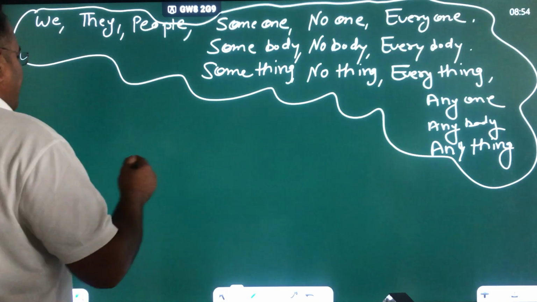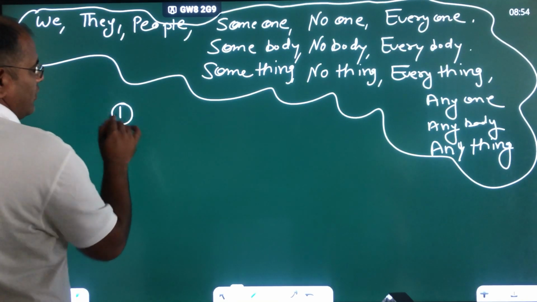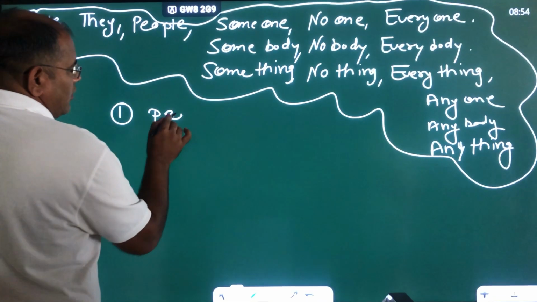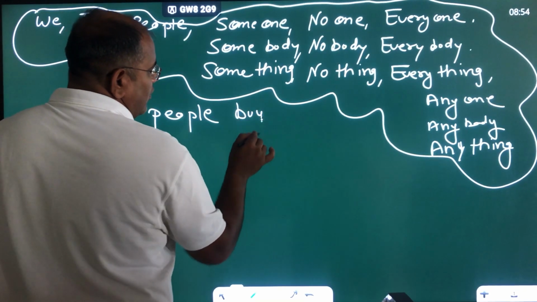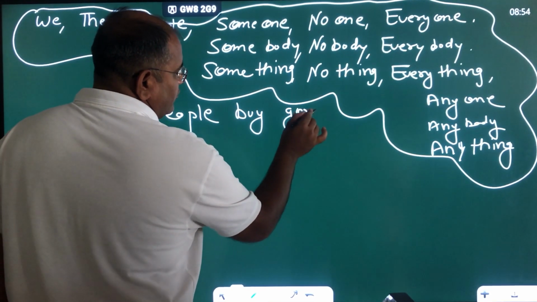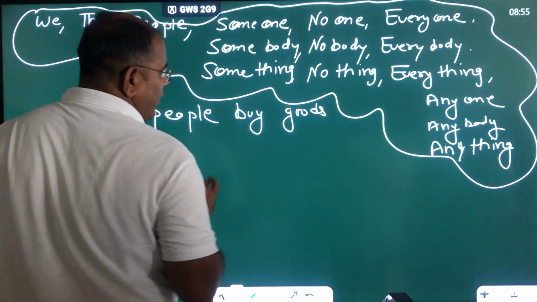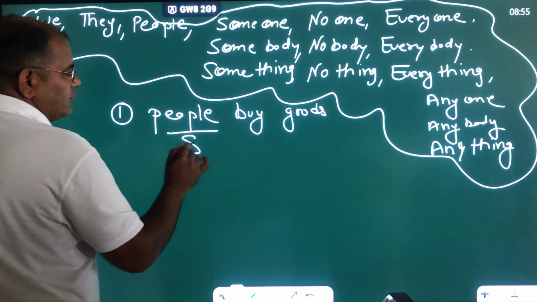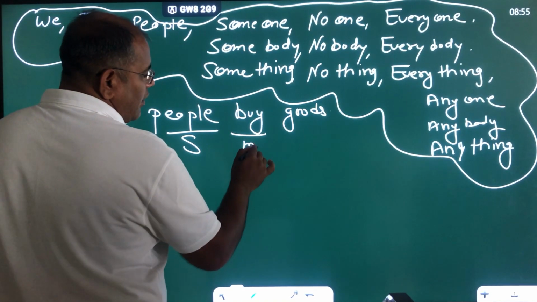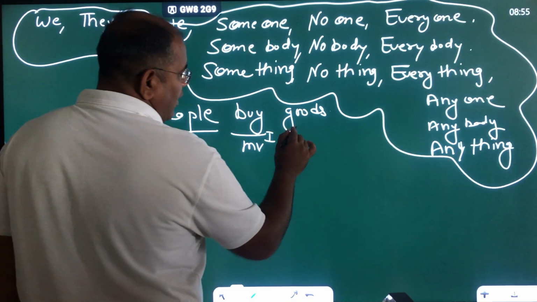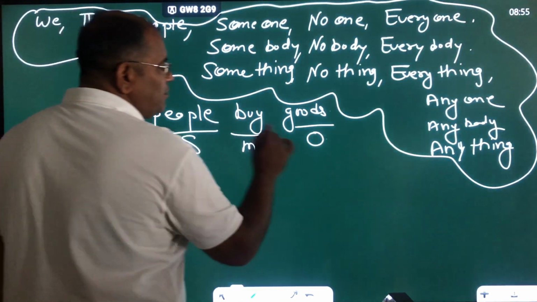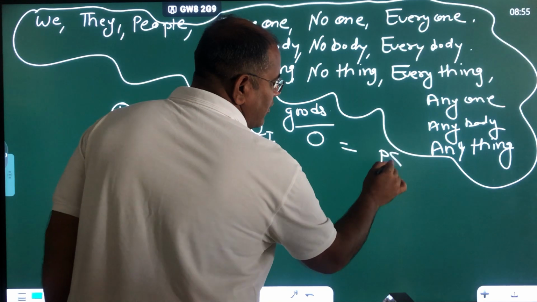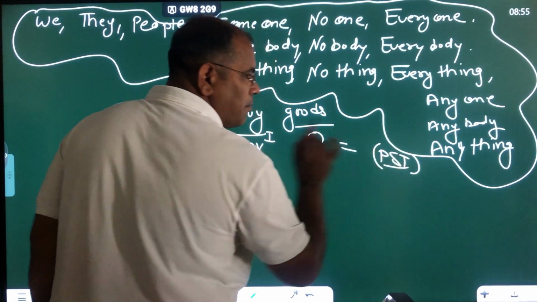Guys, I take the first example like people buy goods. This is our sentence. People is the subject, buy is the MV's first form, and goods is the object. This sentence belongs to PST. PST means present simple tense.